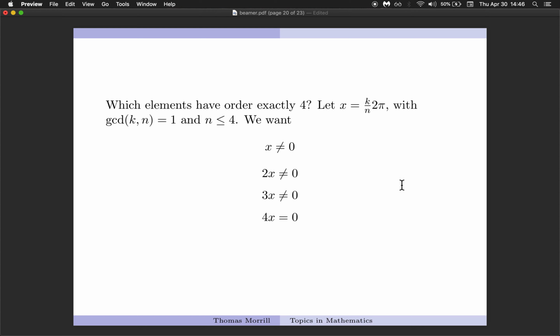For the second part of this question, which of those angle measures has order exactly 4? I'm checking that 4 is the smallest multiple of x to give me 0. I can't have 3x equals 0. I can't have 2x equals 0. I can't have x equals 0. And again, this is all as angles. So I can't have this be equal to 0 or any multiple of 2 pi.